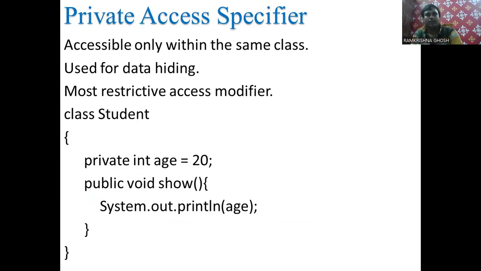Private access specifier. Due to private access specifier, Java supports encapsulation and data hiding. Accessible only within the same class. Used for data hiding. It is the most restrictive access specifier. For example, class Student, private int age equal to 30, public void show, System.out.println age.